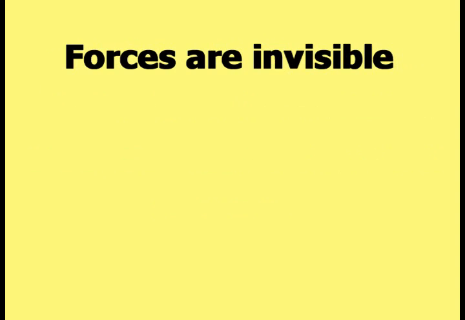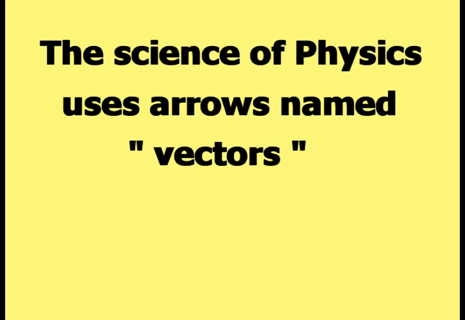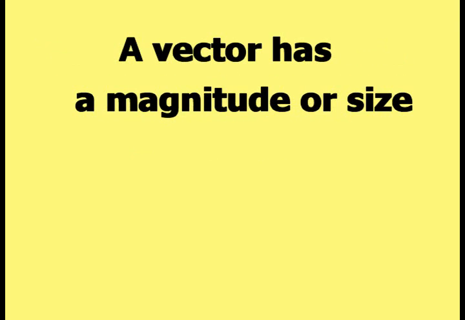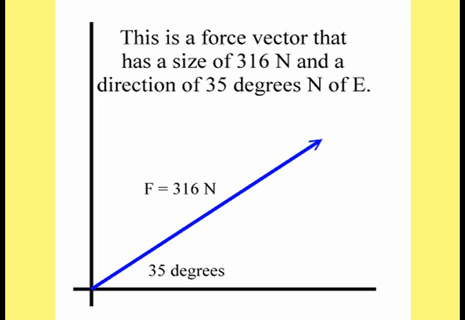Forces are invisible. The science of physics uses arrows named vectors to visually represent invisible forces. A vector has a magnitude or size and a direction associated with it. This picture shows an example of a two-dimensional vector.